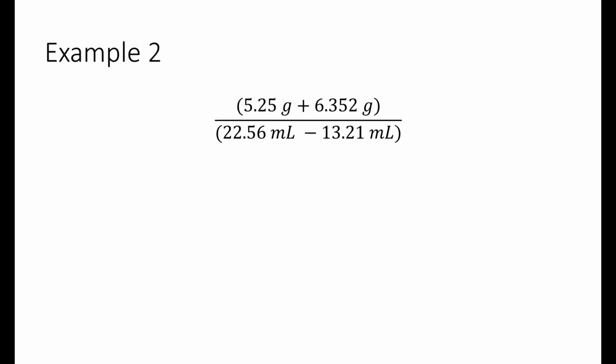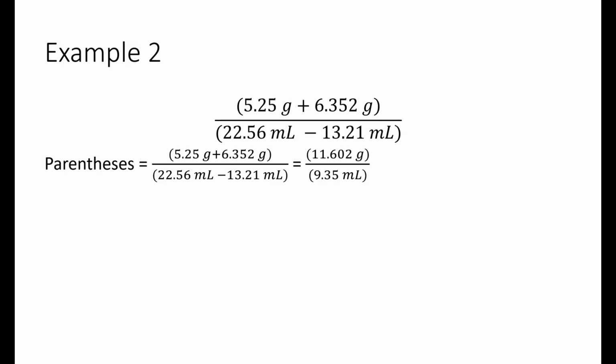Here's another similar example. I have 5.25 grams plus 6.352 grams in parentheses, all over, in parentheses, 22.56 milliliters minus 13.21 milliliters. So first, I need to get rid of my parentheses. So I add my top values, subtract the bottom values. Gives me 11.602 grams divided by 9.35 milliliters.